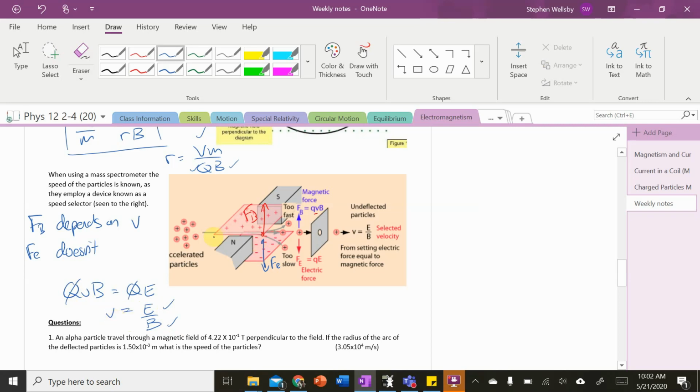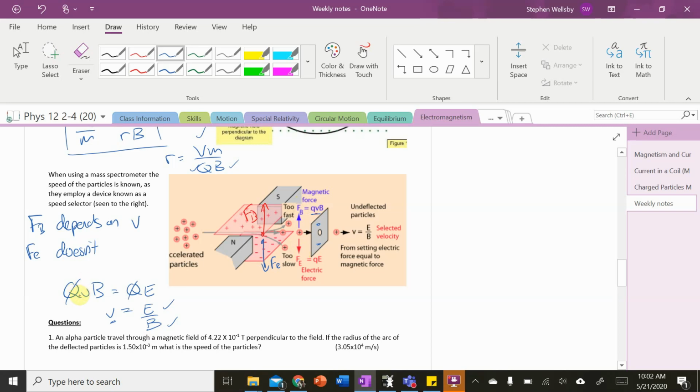Because what's going to happen is if this particle is going faster than this V, then it's going to have a greater FB. And if it has a greater FB, it's not going to be able to travel straight through that hole, so it's going to hit this plate up here, and it's going to miss. If it's traveling too slow, then the magnetic force would be less than the electrostatic force, and so it's going to have a smaller upward force, larger downward force, and so it's going to start accelerating downwards, and it's going to hit the plate somewhere down here. It won't go through the hole. So this ensures that, by setting up the magnetic field and the electric field, we can choose exactly what speed we want for our ions.